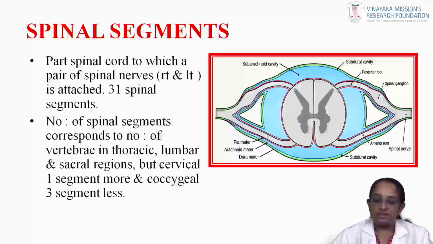The spinal segments: here also I said, the number of spinal segments corresponding to the vertebrae in thoracic, lumbar and sacral regions are the same, so the number of spinal nerves arising is also the same. But the change is 1 extra for the cervical region: 8 cervical spinal nerves are there, but the segments will be 7. Same as coccygeal: 4 segments are there, but only 1 spinal nerve is arising.